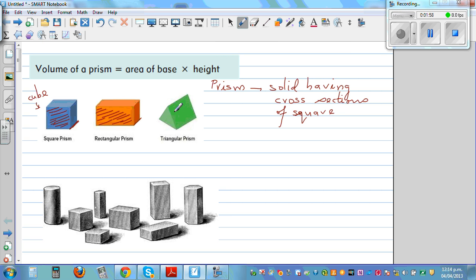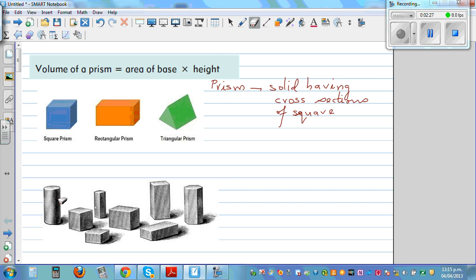Now here, this is a triangular base prism. The base is triangular. And if you cut like this, if you keep cutting, the area of each cross section would be the area of this triangle. Okay, so there's a neat formula for the volume of a prism. A prism is any solid with an equal cross section.